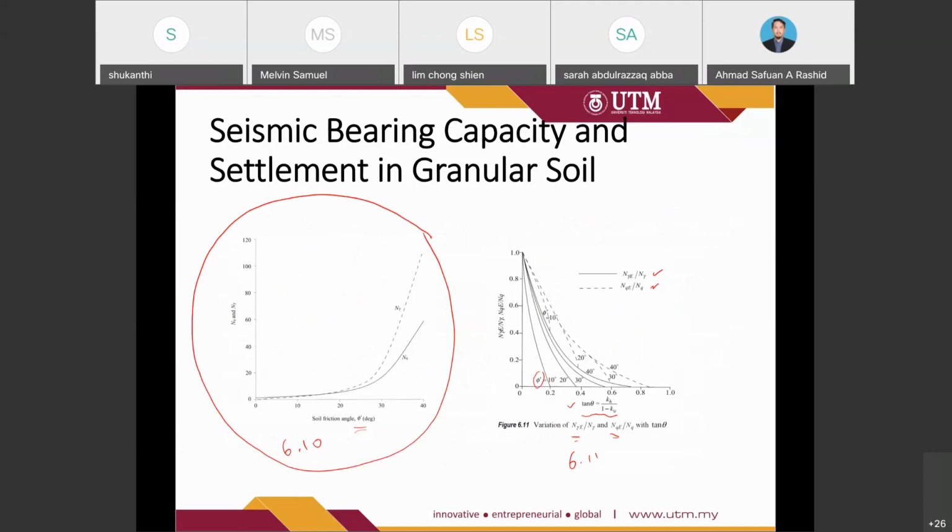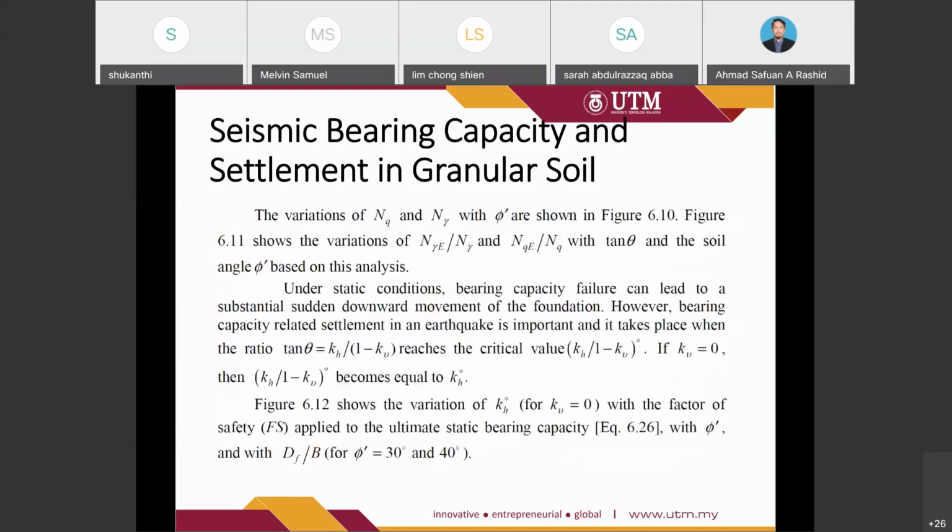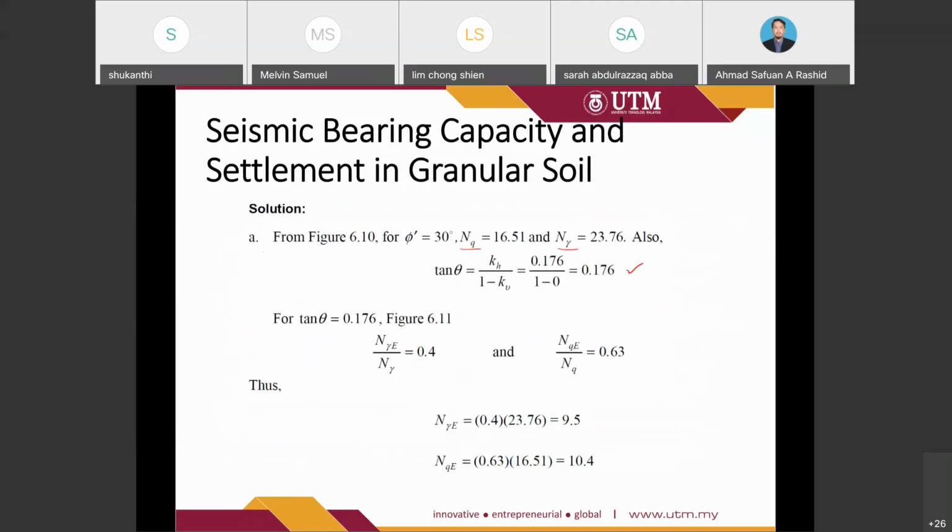So the ratio between N gamma E and N gamma is 0.4, while the ratio between NqE and Nq is 0.63, for phi equal to 30. By referring to figure 6.11, N gamma E over N gamma is 0.4, and NqE over Nq is equal to 0.63. From there you can get the values for N gamma E and NqE.